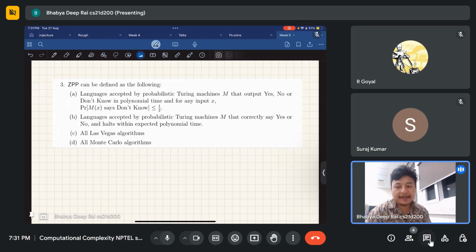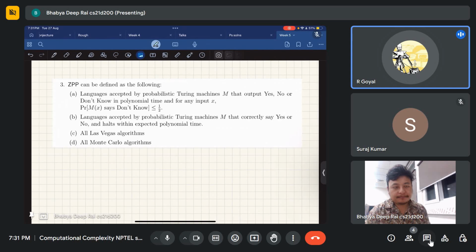So yeah. Can you look at these questions? A, B, C, D. Which of these options are correct? Part A is correct because just now we have discussed yes, no, and don't know. And secondly, the language accepted by the PTM correctly says yes or no and false with expected polynomial time, which you said. So therefore, this is also true.